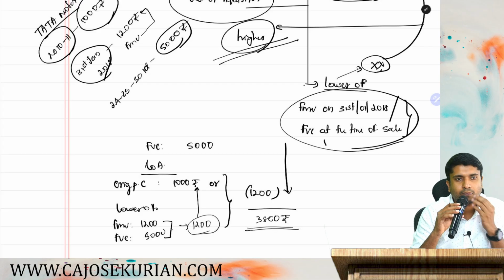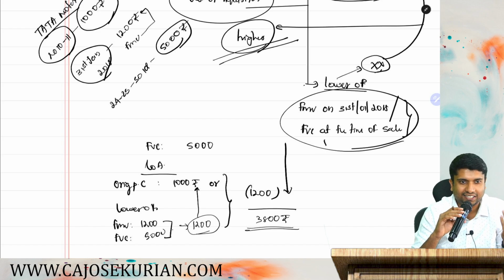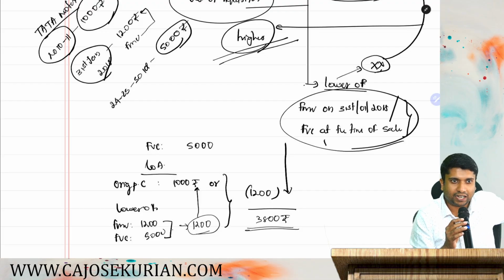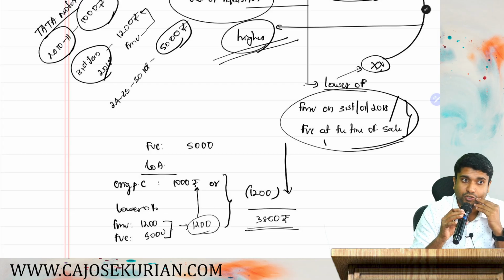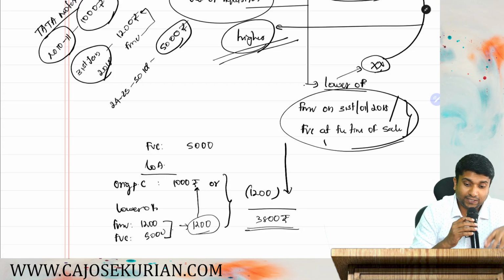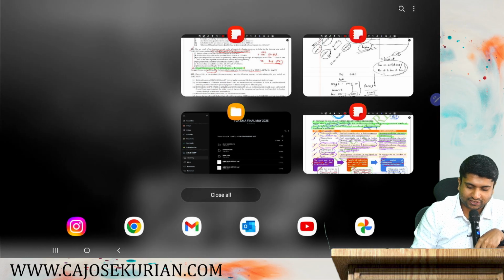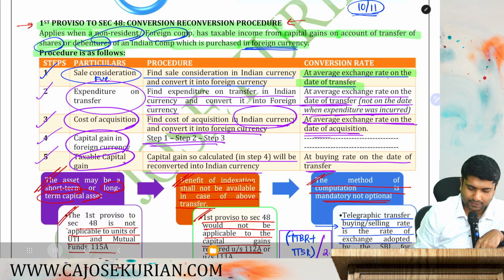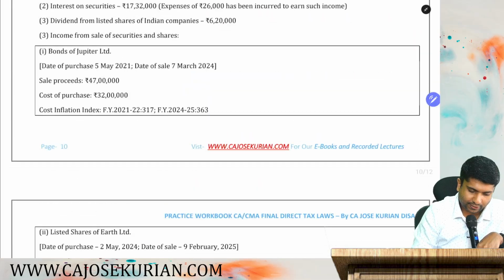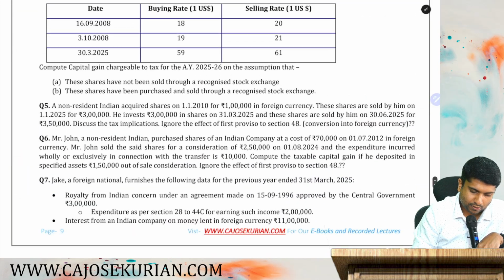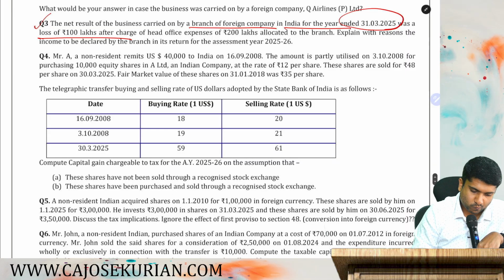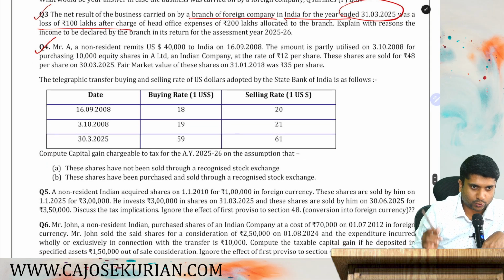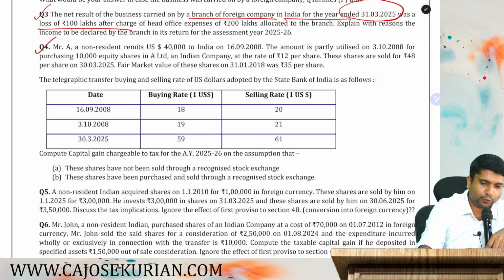Are you with me? So this has nothing to do with the NR taxation, but the next question we are about to do has some adjustments in relation to this cost of acquisition computation. Are you all here? Now let's do a fantastic question based on this first proviso to section 48. Let's solve a question. So please take your question number 4. Take question number 4. Read the question thoroughly and give me the answer.